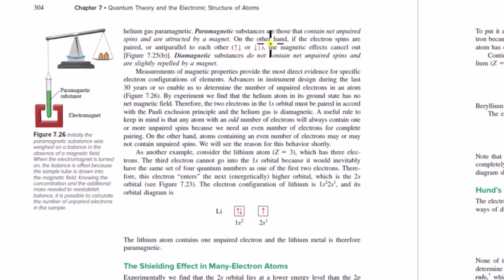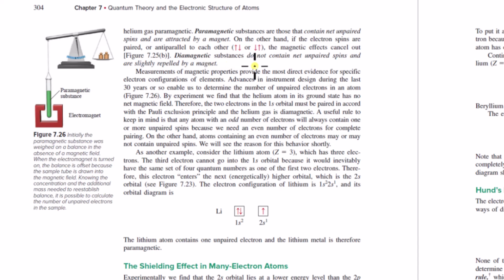Okay. On the other hand, if the electron spins are paired or anti-parallel, and they're saying paired because the only way to pair two electrons together is for their electron spins to be opposite. You can't have two paired parallel spins. That violates the Pauli Exclusion Principle. So if they're paired or anti-parallel, like shown here, the magnetic effects cancel out, and the material's not magnetic.